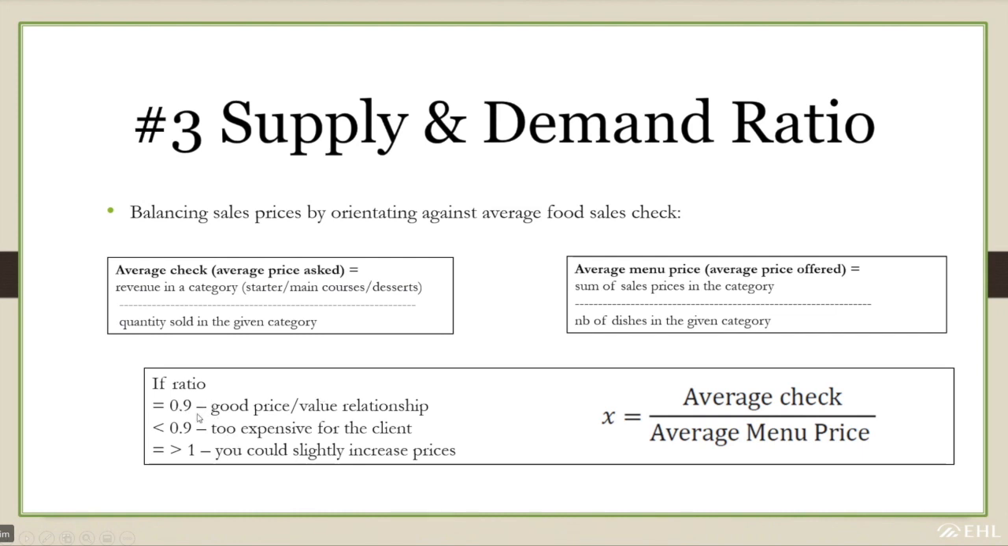This is then per dish, which means you can say 0.9 is a good price to value relationship. Smaller than 0.9 is too expensive for a client, and above 1 means you could slightly increase the price because you're not making enough profit on it.